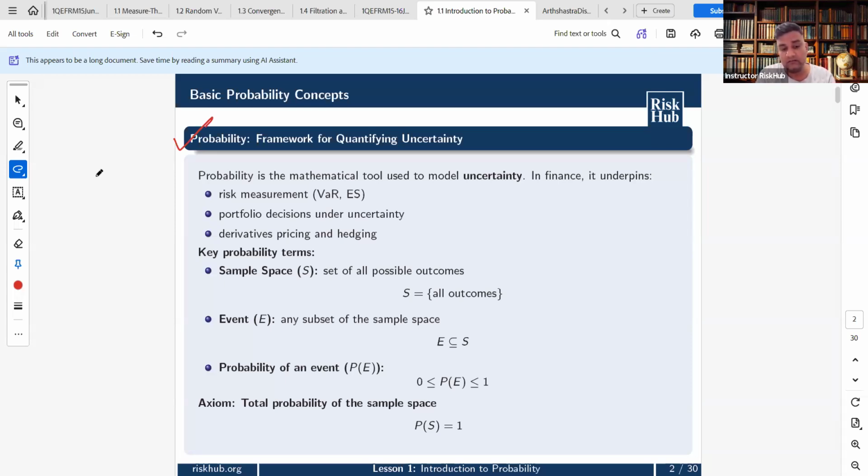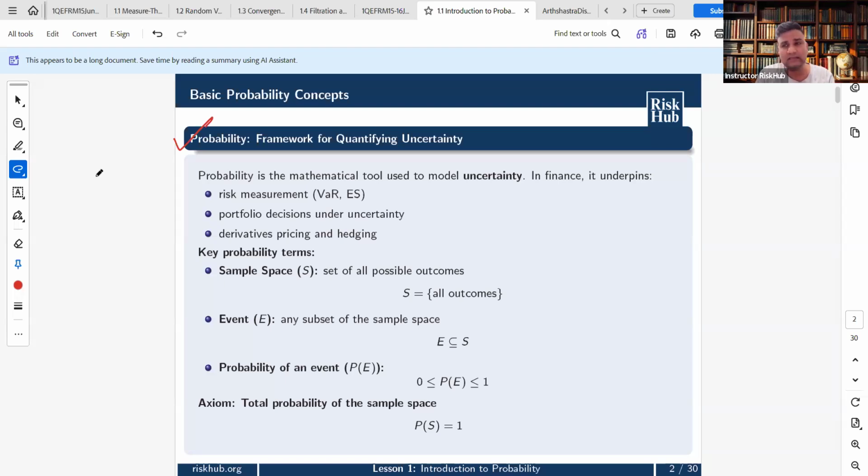In a very, very simple way, in deterministic mathematics, we have values like 1, 2, 3, 4, right? There is no uncertainty, but finance is uncertain. Tomorrow's stock price is not fixed, right? Instead, we have many outcomes, many outcomes are possible. Probability tells us how likely each outcome is.